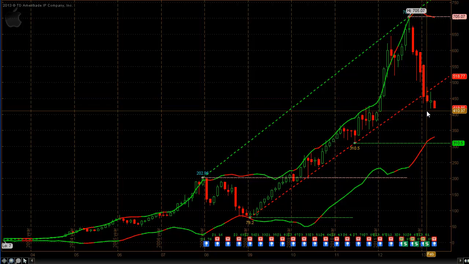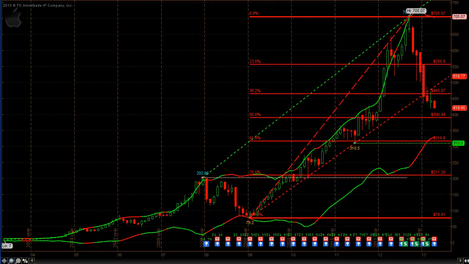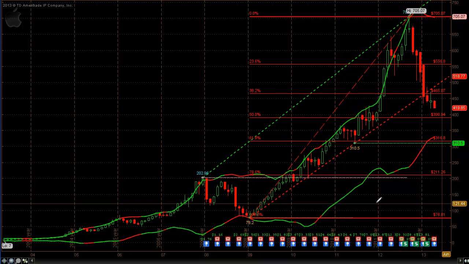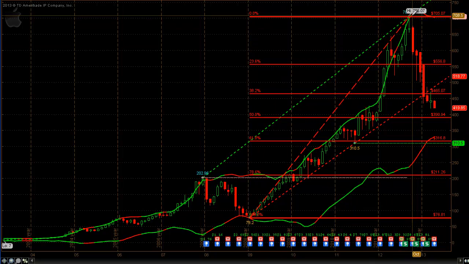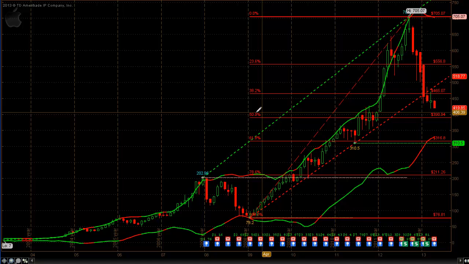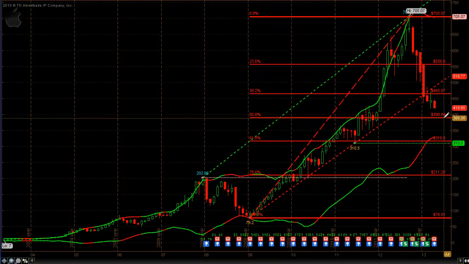And while we're here, let's do a Fibonacci retracement just to show you where that is. Now, a couple of points for Fibonacci retracement. First off, I'll take the low back here in 2009, extend it up to the high we made back in 2012, and you can see the 50% retracement comes in right here at 390, 391.